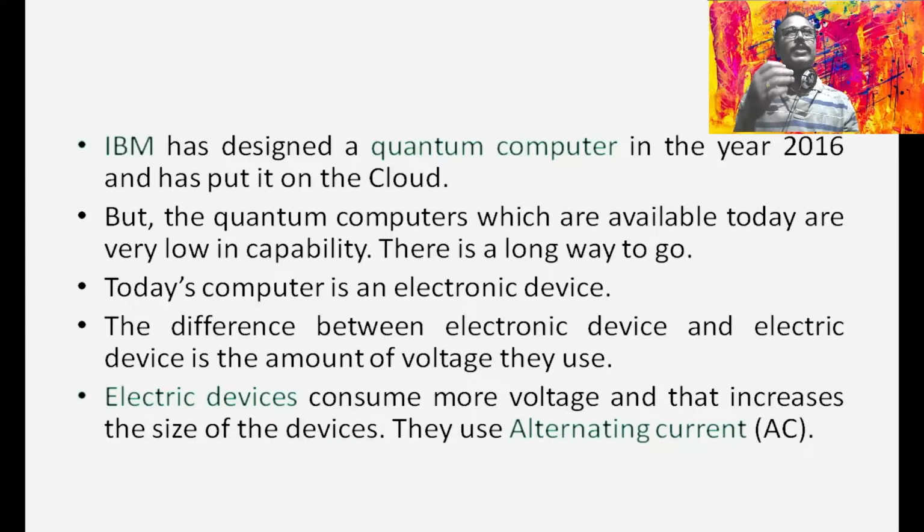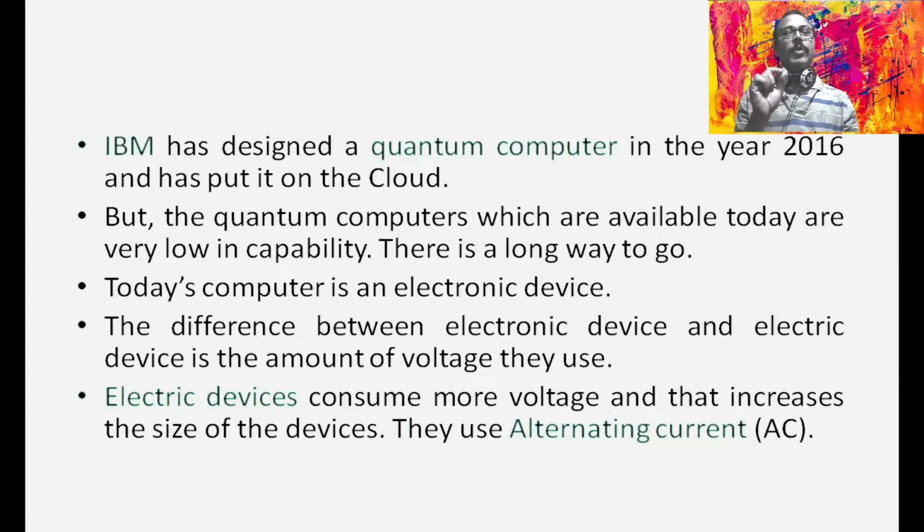Today's computers are still electronic computers only, and they make use of current or voltage. If you take an electric device, such as a motor, it uses what is called alternating current. We are not getting into those details. The current can be of two types: AC and DC, alternating current and direct current.